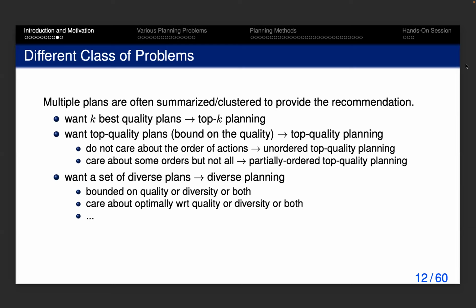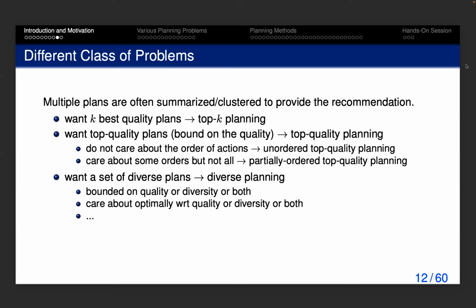But just to give you a preview, if you want K best plans, your best bet is to use top-K planning. If K is smaller than the number of optimal plans, basically all of these plans are optimal. But if K is larger than the number of optimal plans, you get some near-optimal plans in the end. Now, if you want top quality plans, so you don't know what K is, but you have a bound on the quality of the plans, your best bet there is top quality planning.